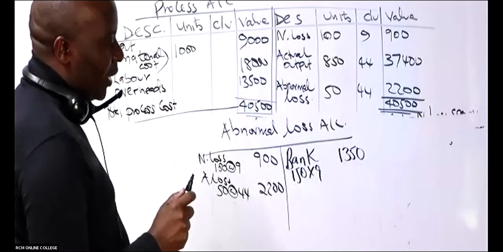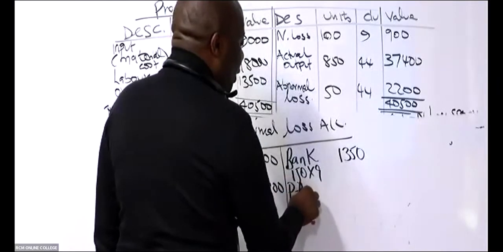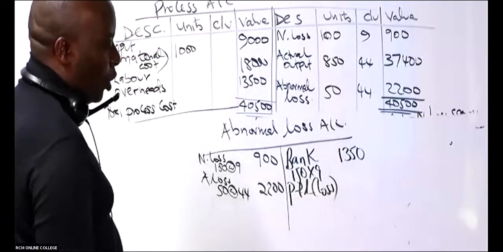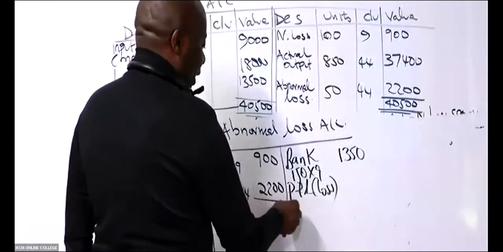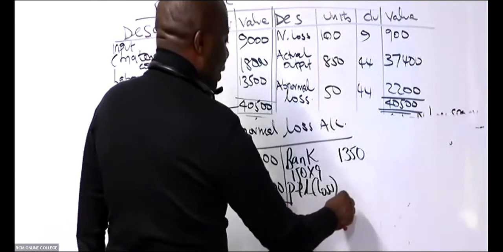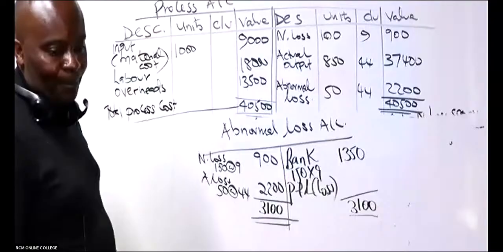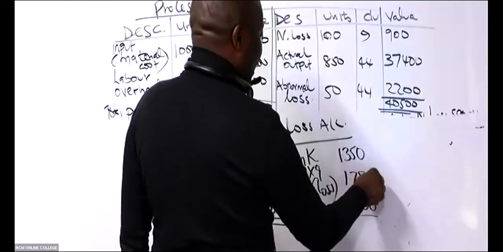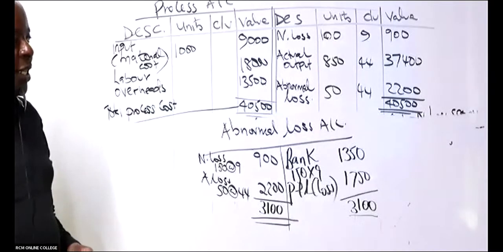So meaning that this will be a loss. The loss here, we shall take to the P and L. The loss on disposal will be the balancing figure. So we'll come here and add. This gives me 3,100. So what is the balancing figure? The balancing figure, I'm told, is 1,750.